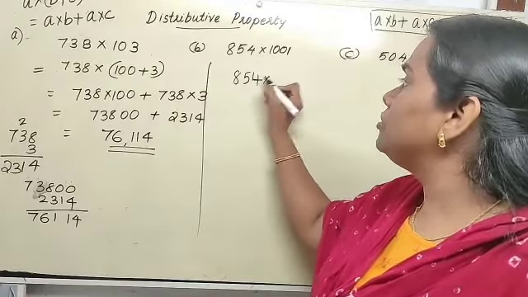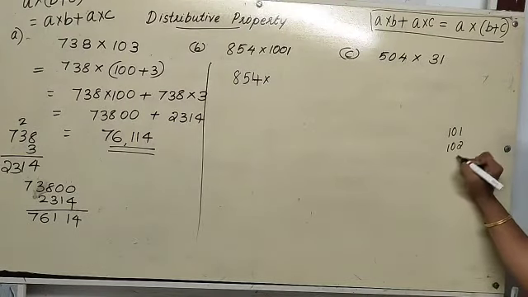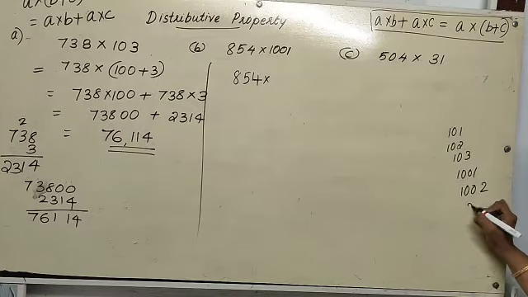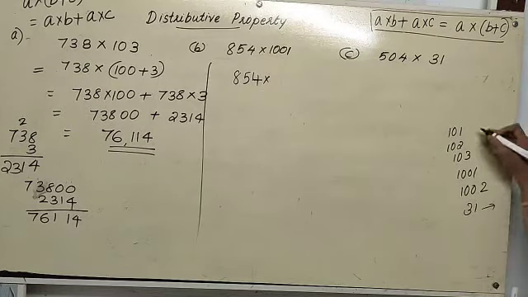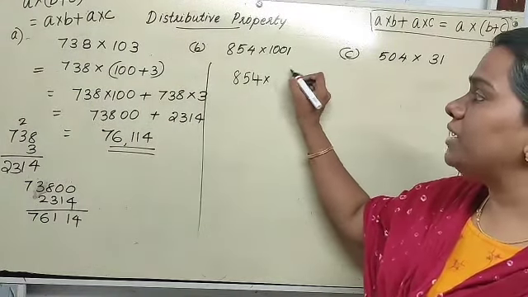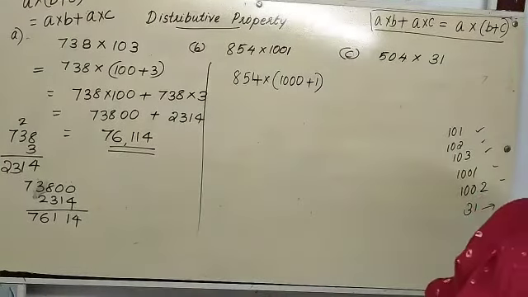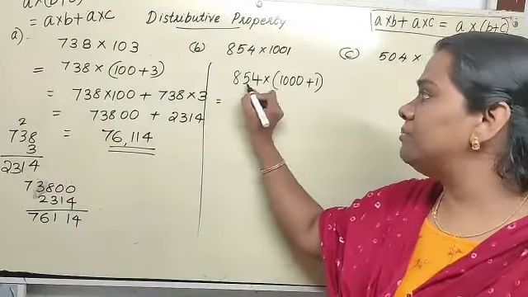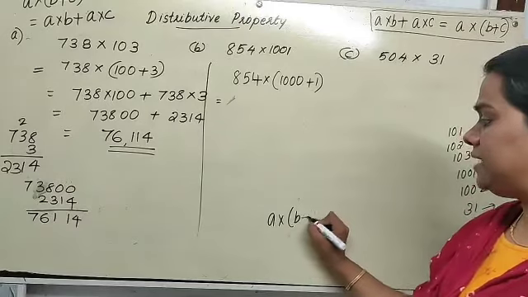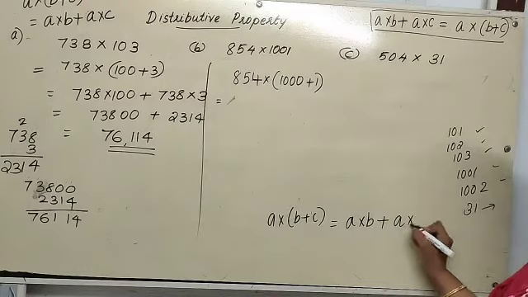854 into 1001. See dear students, you should check these numbers: 101, 102, 103, 1001, 1002. Then if you have 31 like that, we can check these numbers. 854 into 1001. 1001 we can write as 1000 plus 1. So how to simplify this? A into (B plus C) is equal to A into B plus A into C.